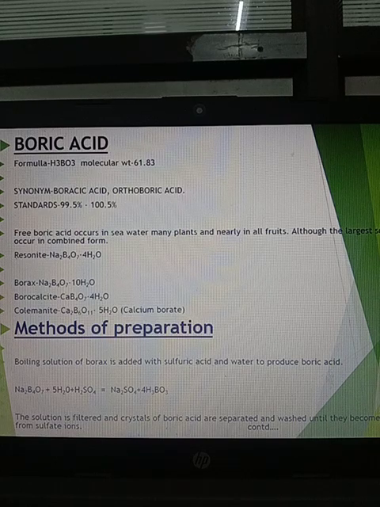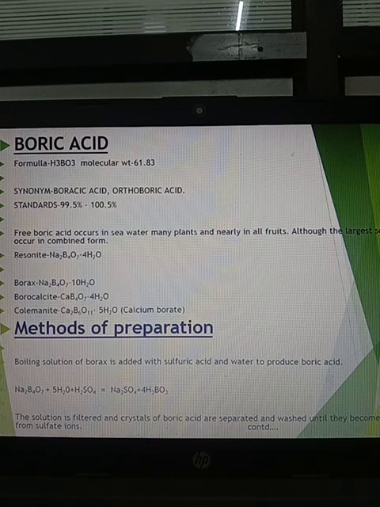Boric acid occurs in seawater, many plants, and also in fruits. Its major source occurs in the combined form, like borax, Na2B4O7·10H2O. There are also minerals like borocalcite and colemanite. They have a particular shape and particular color, like borax is white in color. Na2B4O7·10H2O is used. There is borosilicate, and calcium is present in borocalcite also. Colemanite is Ca2B6O11.